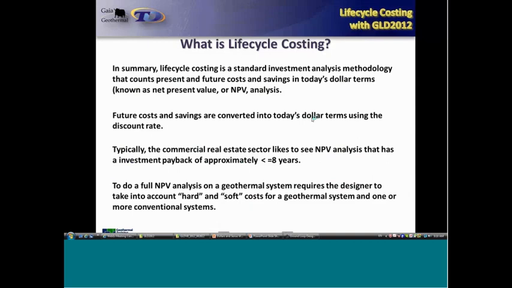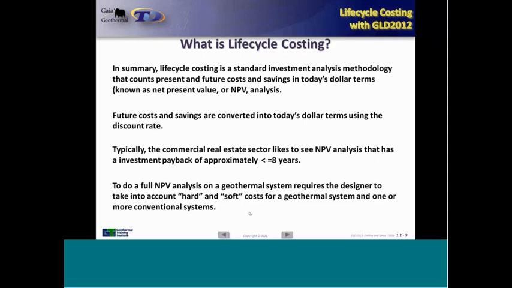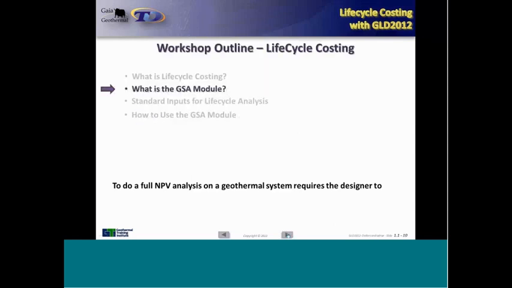Typically, the commercial real estate sector likes to see NPV analysis that has an investment payback of approximately 8 years or less. Institutional sectors are more flexible. To do a full net present value analysis on a geothermal system requires the designer to take into account hard and soft costs, which we'll look at in a moment, for a geothermal system and one or more conventional systems. To do the analysis, we need to compare something against something else. So what is the GSA module? What is this tool that enables us to do this?